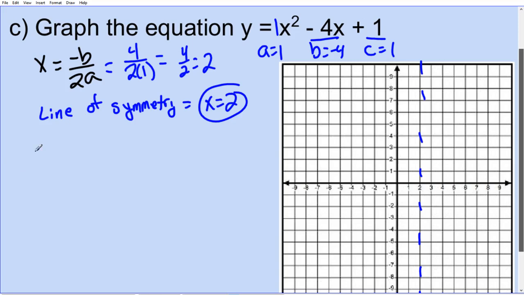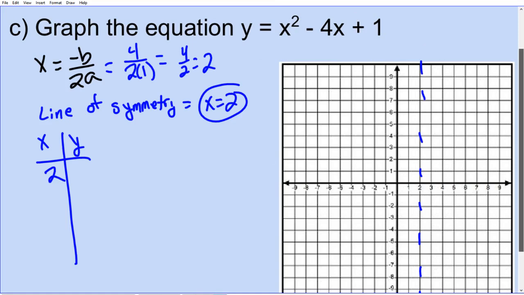So now I find my vertex. So I make an XY table. I know I'm going to start at 2 because that's somewhere along this line. And now I'm going to erase all this stuff, and we start finding points. So if I plug in 2, 2 squared is 4, minus 4 times 2 is negative 8, plus 1. 4 minus 8 is negative 4. Negative 4 plus 1 is negative 3. So I have my point at 2, negative 3. That is my vertex.